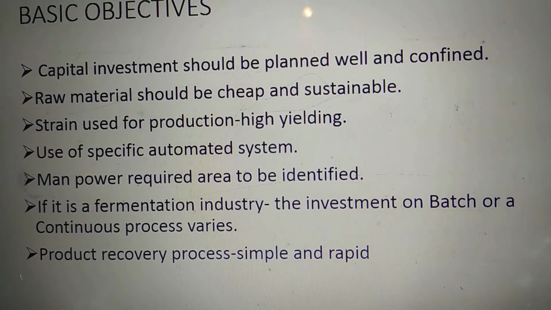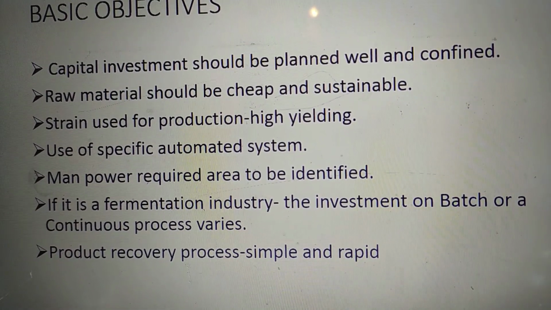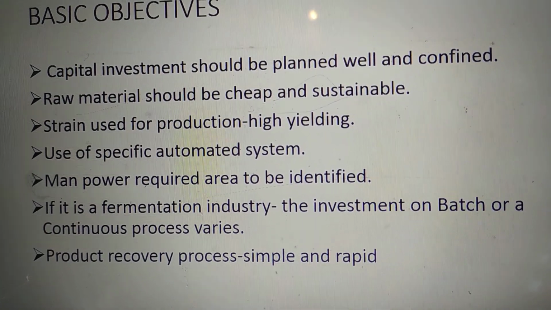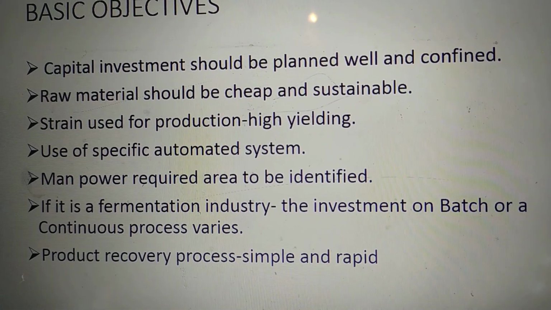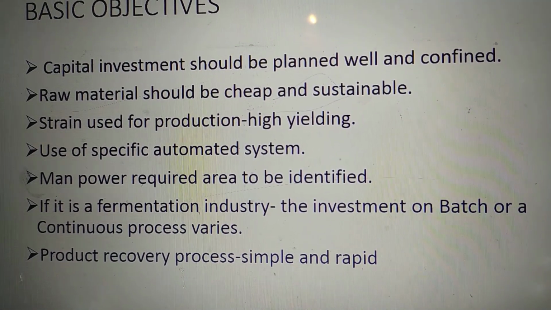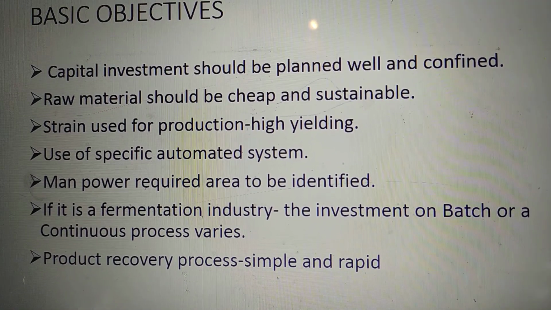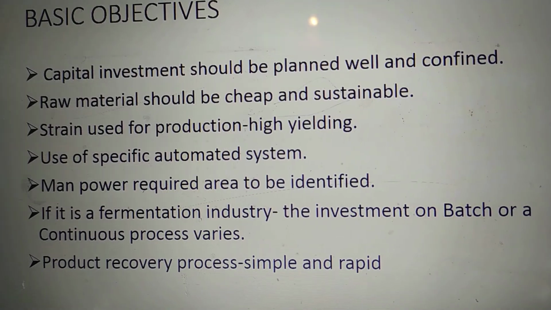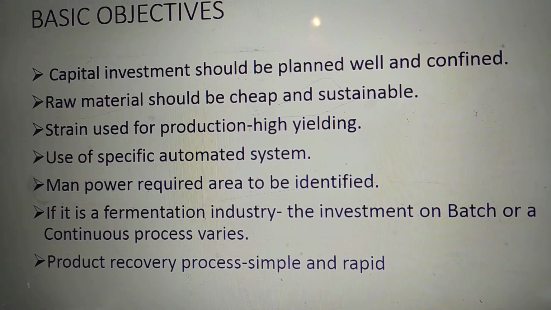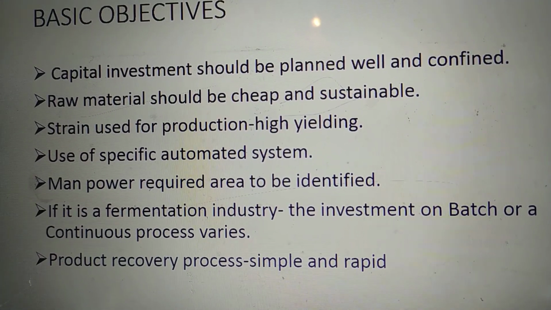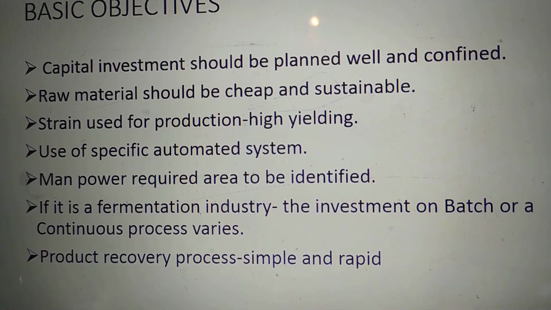The raw material should be quite cheap and sustainable. Sustainable means it should be available most of the time, and you should always have an alternative raw material for seasonal changes. The strain used for production: obviously, anybody will think about a high-yielding one. Use of a specific automated system: earlier there were traditional, old methods. Today automated systems have come, so your production will increase.